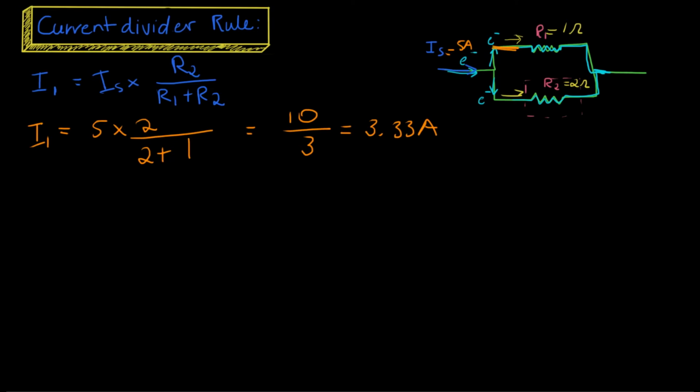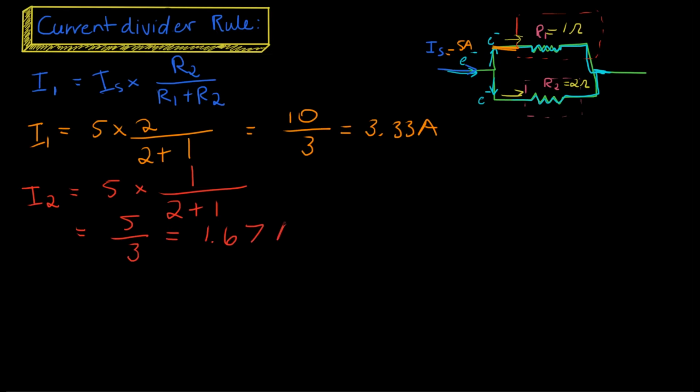Awesome. Now what about the current through I2? Well, I2 will be the source current that we started with coming into the original branch here, and then we use the opposite resistance. So that in this case is R1, as we're looking for the branch through R2. So that will be 1 on top over the addition of the two resistances here. And that will be 5 on 3, which equals 1.67 amps. Cool. That is current divider in a nutshell.